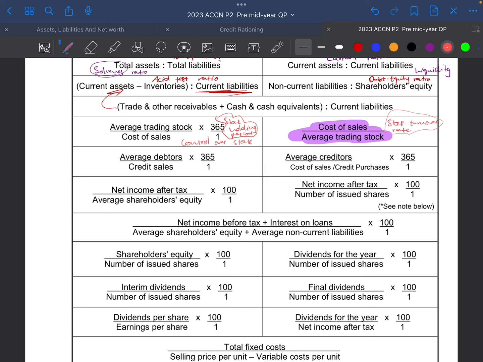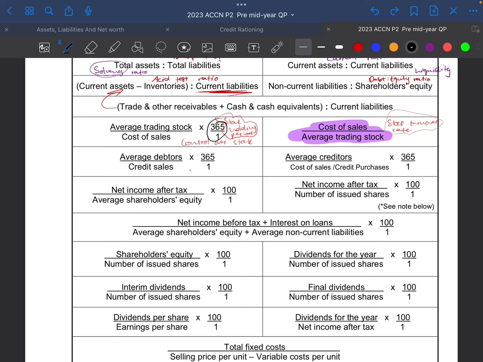And then we move on to another one. So it is average debtors over credit sales multiplied by 365 times 1. So you'll see these ones that are multiplied by times 365, they represent the number of days. Okay, it just shows the number of days your stock is on hand on average for this one. Okay, so now average debtors over credit sales.